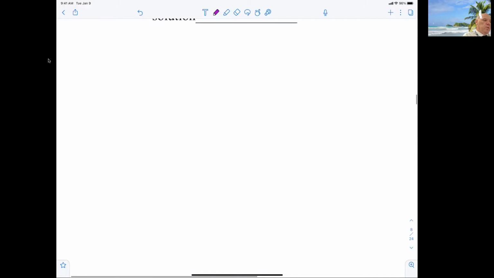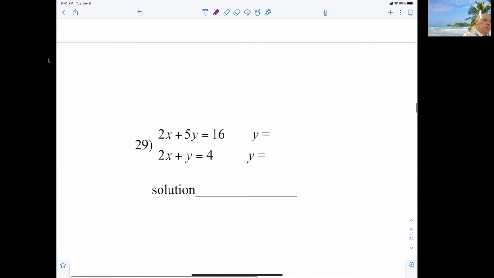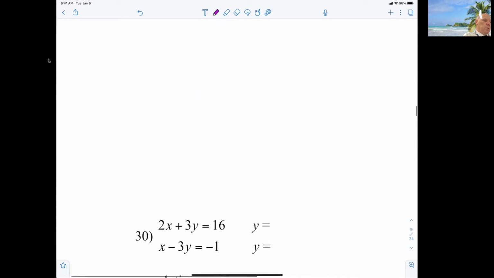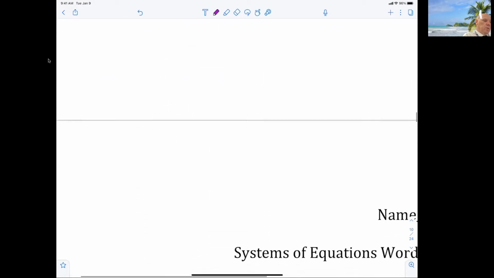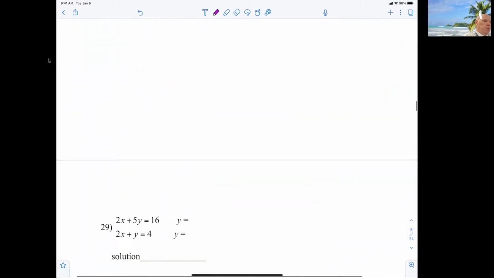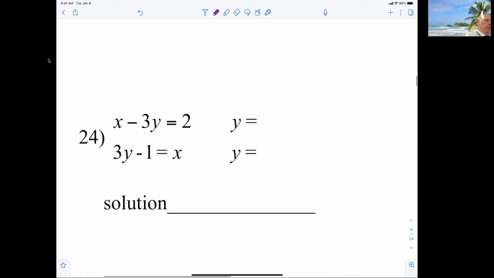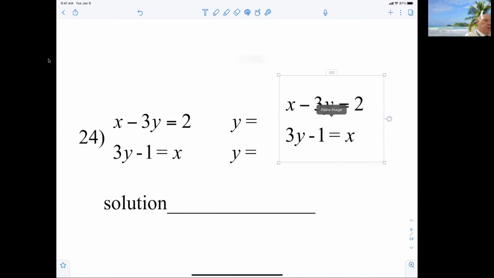27 is just a substitution. 28 is a substitution. Okay. Basically, I feel like I want everybody to try 1 through 30. I don't think it's very difficult. All right, I'll just do one more thing with 24. Let's do 24 together just to make sure.